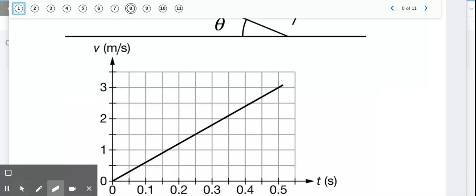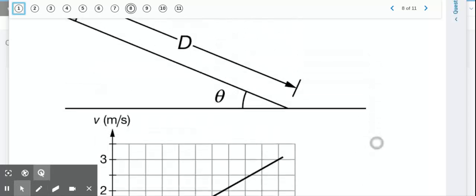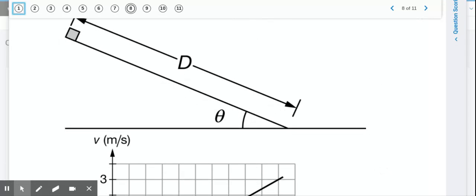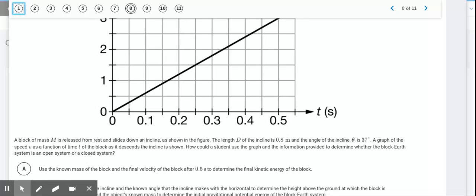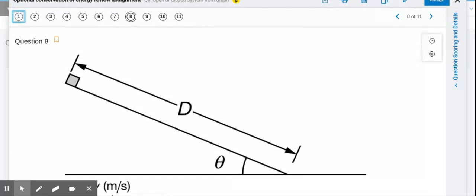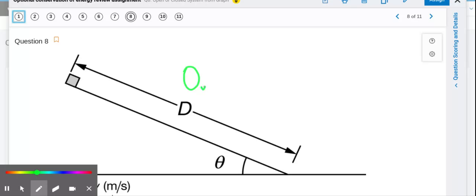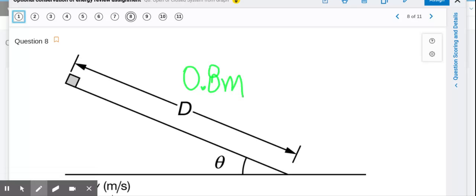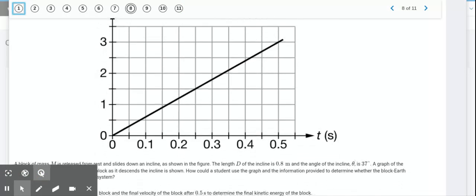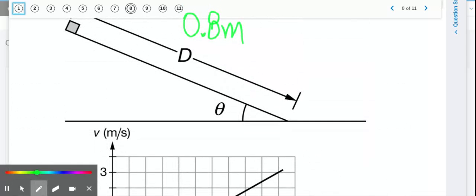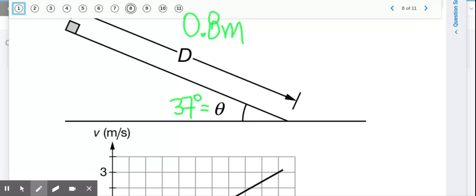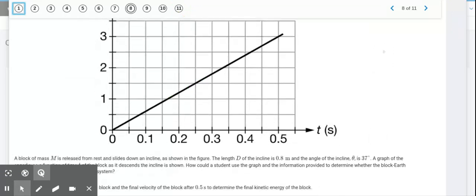Okay, this one, I remember when I did this. Here's an easy way to describe it. We've got this happening in this graph. The mass slides down that incline. The length is 0.8 meters. The incline is 37 degrees. Do we need this? No. We don't need any of this, but we'll just put it in there like good little physics students.